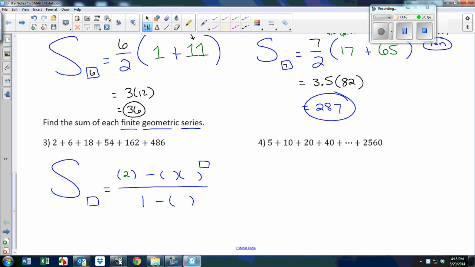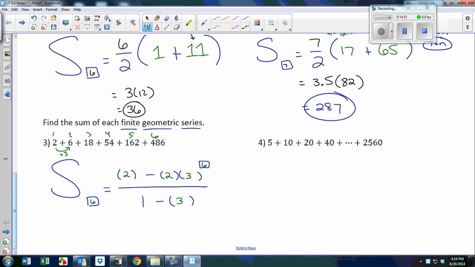A1 is 2, so they go there. The thing you're multiplying by is times 3, so R is 3, and they go there. And the N we can count on our fingers and toes. 1, 2, 3, 4, 5, 6. The N is 6. So 6 goes there and there.